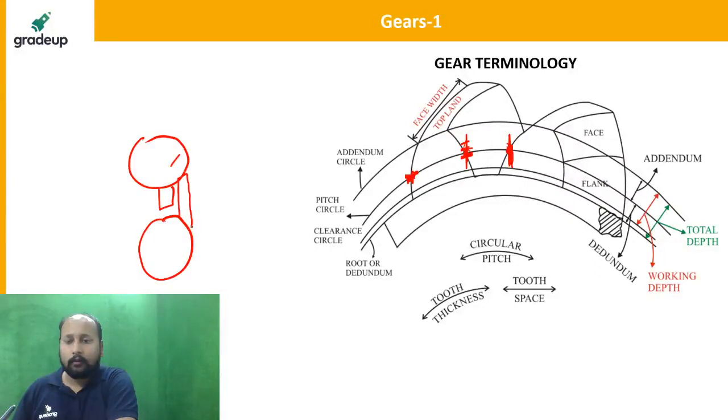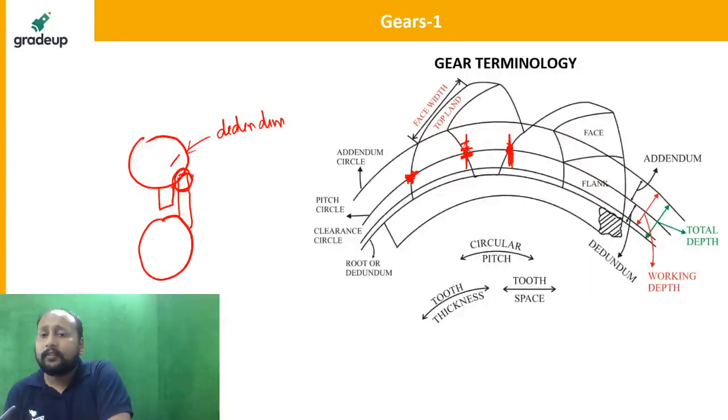So what will happen? There is a possibility that it will be cutting the dedendum circle of the gear, because this circle is nothing but the dedendum circle. So if the length of the teeth is greater, and it is cutting the base of the dedendum of the meshing gear, that criterion is known as interference. Clear?